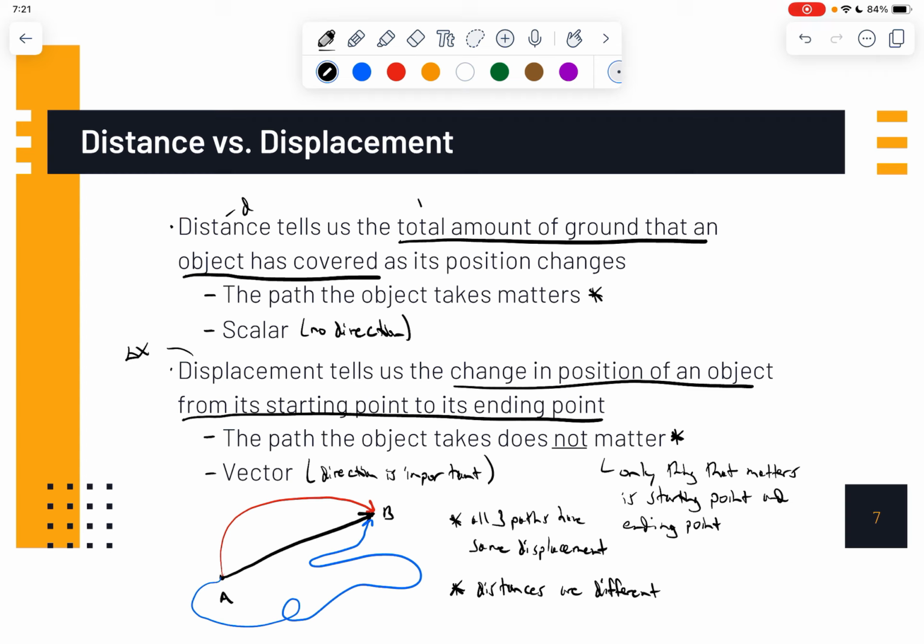So when we think about distance, we're looking at the total amount of ground that we cover. The reason we said that the path of the object matters is whether we go along the black line, the red curve, or the blue curve, that's going to depend upon how much total ground we covered in that process.